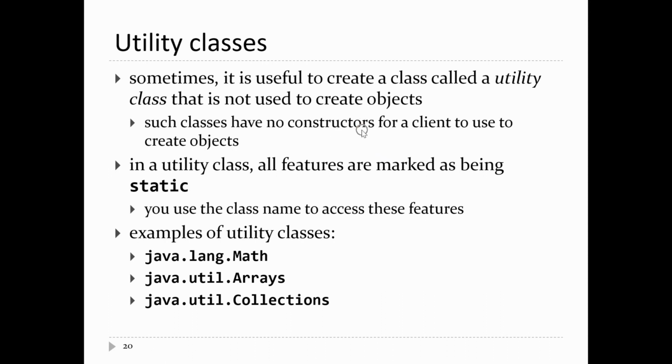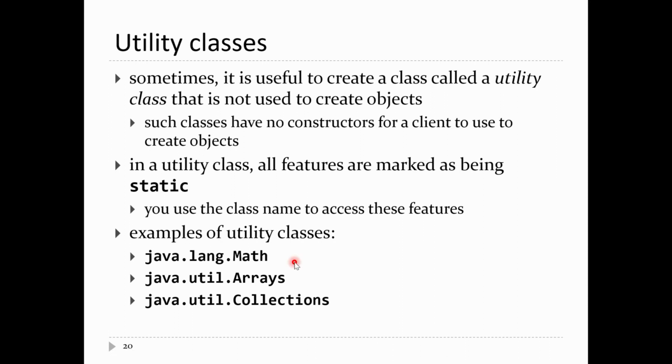These types of classes have no public constructors, right? Because if you have a public constructor, you're indicating that you're supposed to make objects of this type. If you don't want to make objects using this class, you should have no constructors. Furthermore, in these types of classes, everything is static. If there are any fields, they're static. If there are any methods, they are also static.